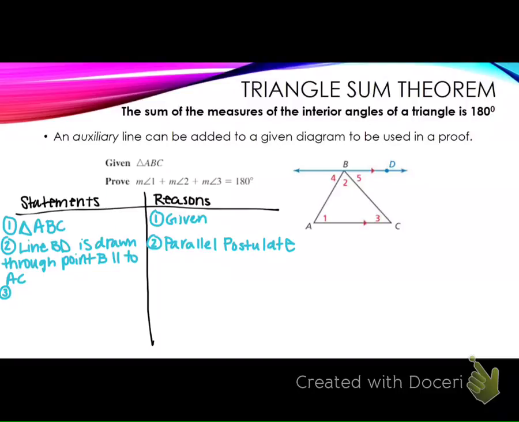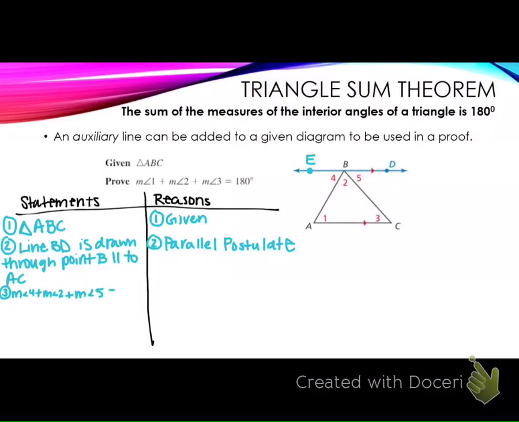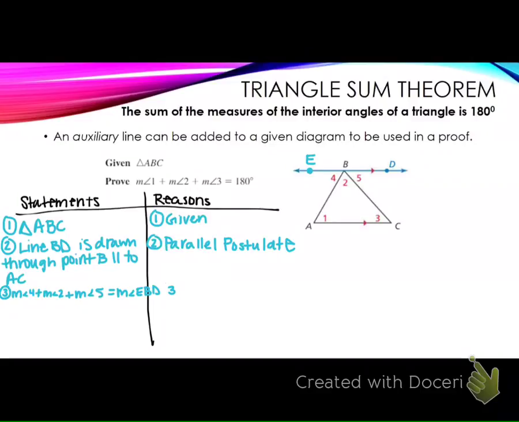So we're going to use angle addition now. Angle 4 plus angle 2. I've got to draw another letter in here. Let's put a letter over here. We'll call that E. So angle 4 plus angle 2 plus angle 5 equals angle EBD. Do you remember the angle addition postulate you learned last quarter? The measure of angle 4 plus the measure of angle 2 plus the measure of angle 5 equals the measure of angle EBD. And that's the angle addition postulate.